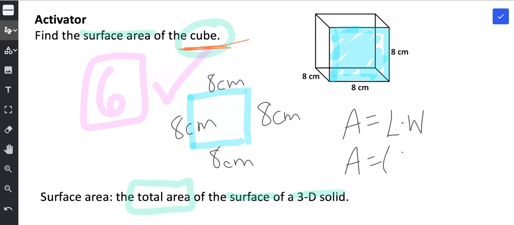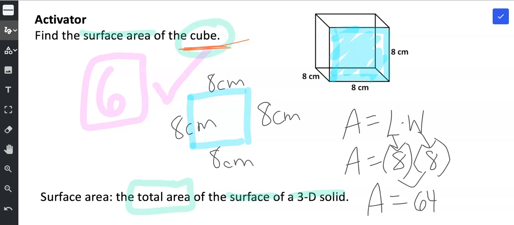The length is 8, and so is the width. So I'm using substitution to replace the variable with the number. 8 times 8 gives us 64. And this is 64 centimeters squared because we multiplied 8 centimeters by 8 centimeters. Now that is the area of just one face.